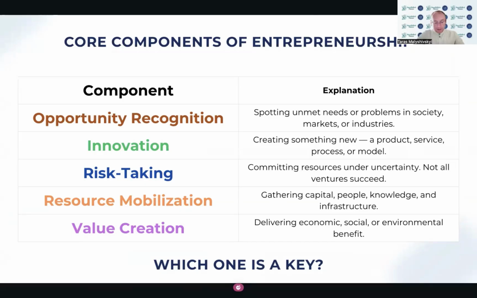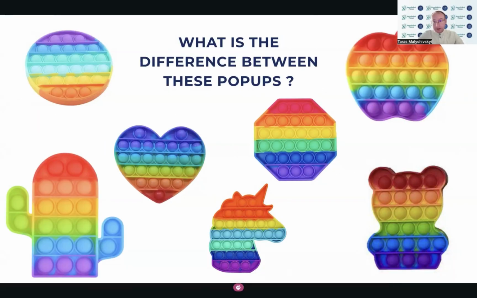Among these five elements, which one is the most important? The answer is opportunity recognition. Consider this. Take a look at these pop-up products. They may differ in color, shape, or country of origin, but their basic function remains the same. And yet, the company that first introduced the pop-up to the market gained the greatest benefit.